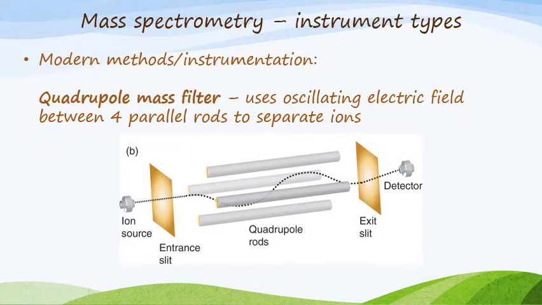The more modern methods of instrumentation include a quadrupole mass filter. This uses an oscillating electric field between 4 parallel rods to separate ions. Remember, guys, from physics that when we're using an electric field, we generate a subsequent magnetic field. So if we're then going to move these quadrupole rods, we're going to cause the field to oscillate, and then we're able to direct the ions to the detector in this way.